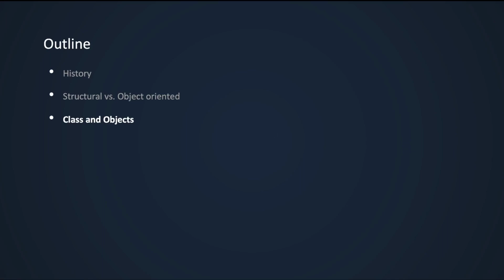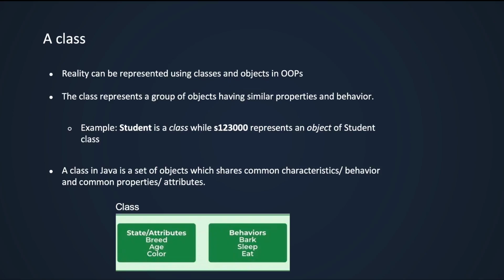Now, coming to the main concepts of object-oriented programming, the fundamental ones in OOPS concepts are class and objects. We will now look at what is a class, what is an object, and how these objects get created. Talking about the class, in object-oriented programming, reality is captured using classes and objects.